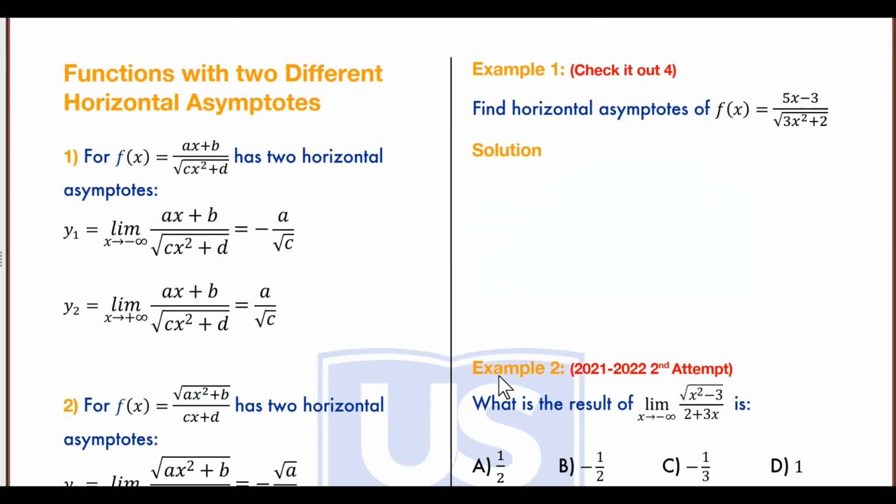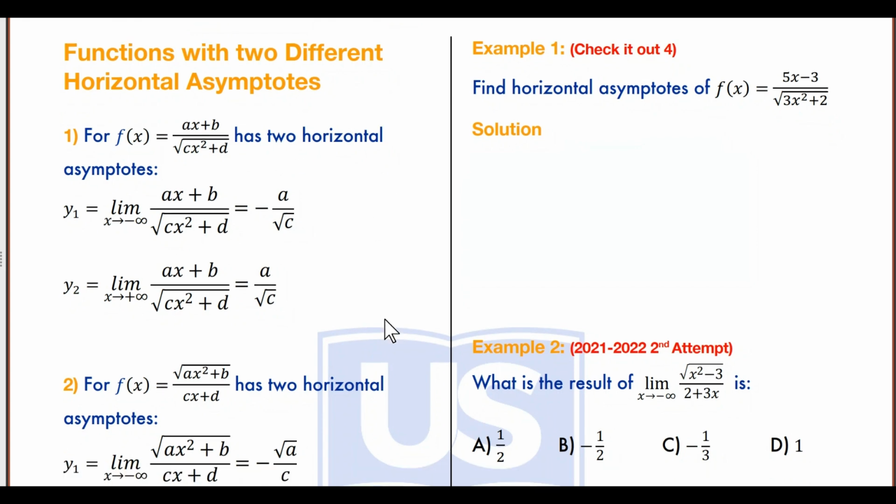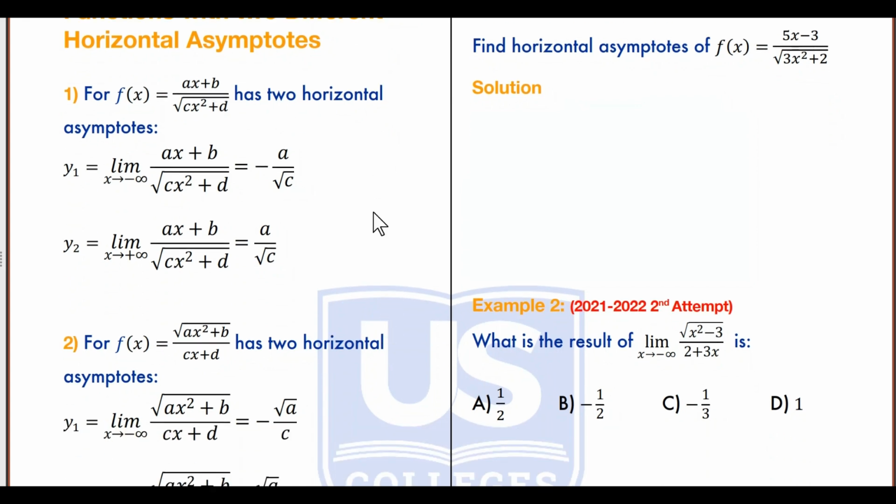Okay, let's continue with finding horizontal asymptotes. If there are two different horizontal asymptotes, generally the questions involve radicals, either having a radical at the top or a radical at the bottom, and we will have two horizontal asymptotes. So you will see these two kinds of radical functions.